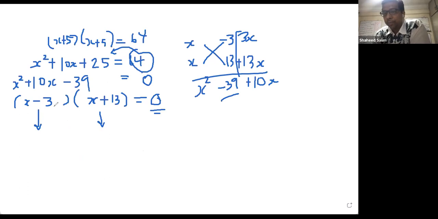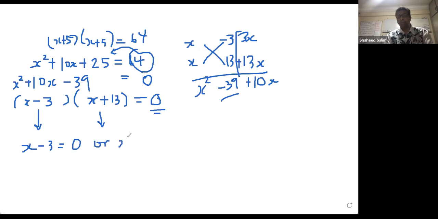Do you understand? So it's either x minus 3 equals 0, or x plus 13 equals 0. Okay, so then you find what's x. Down here, you bring over minus 3 and it becomes positive 3. So x equals 3, or x equals, you bring 13 over, it becomes minus 13.